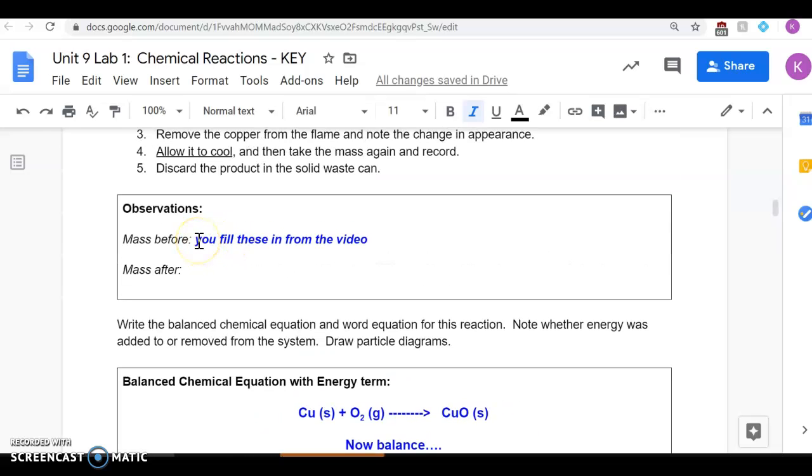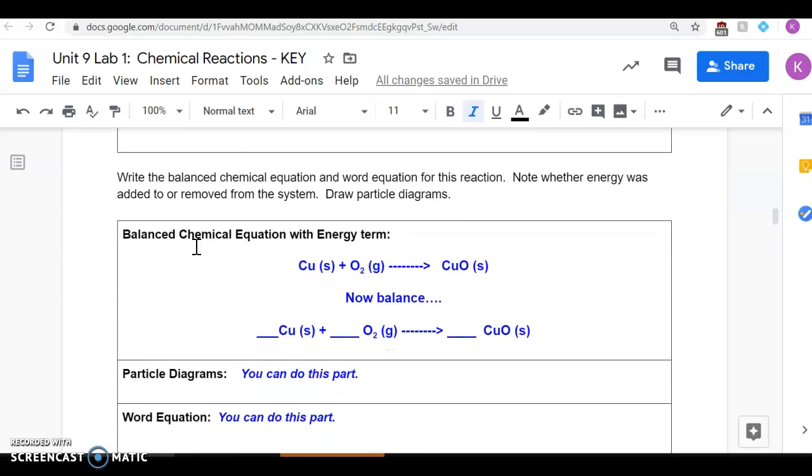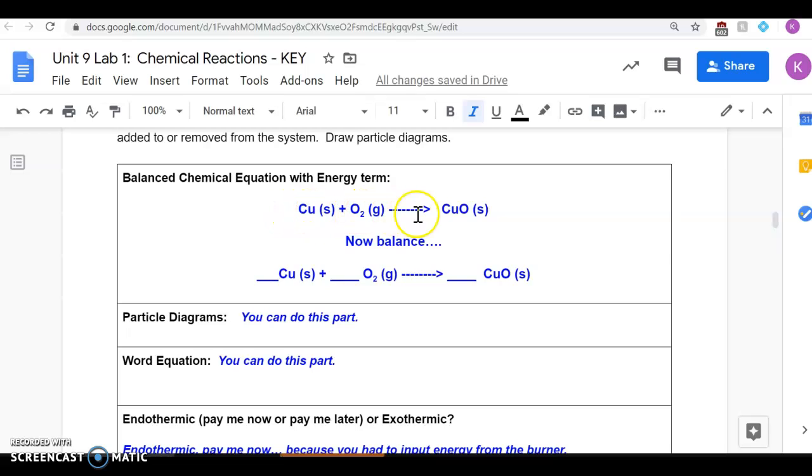Note that since we had copper mixing with oxygen to make the copper 2 oxide, the mass should increase, right? Because we've added this oxygen here into the system, so that we should see the mass go up. So this one, I think you maybe could have written on your own.